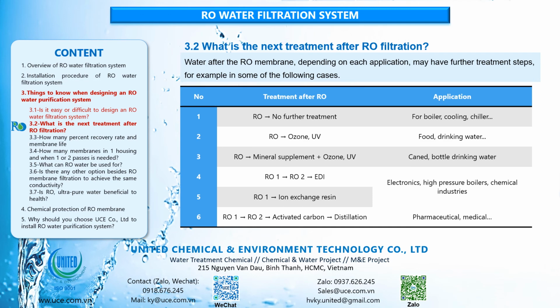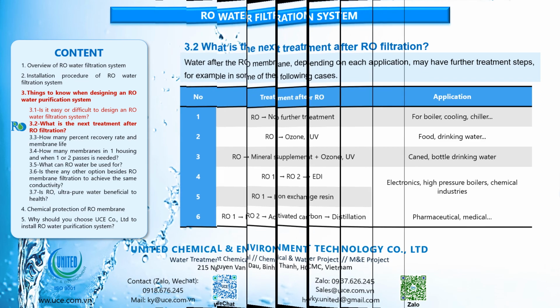4. Treatment after RO: RO1 → RO2 → EDI. Application: electronics, high pressure boilers, chemical industries. 5. Treatment after RO: RO1 → ion exchange resin. Application: electronics, high pressure boilers, chemical industries. 6. Treatment after RO: RO1 → RO2 → activated carbon → distillation. Application: pharmaceutical, medical.